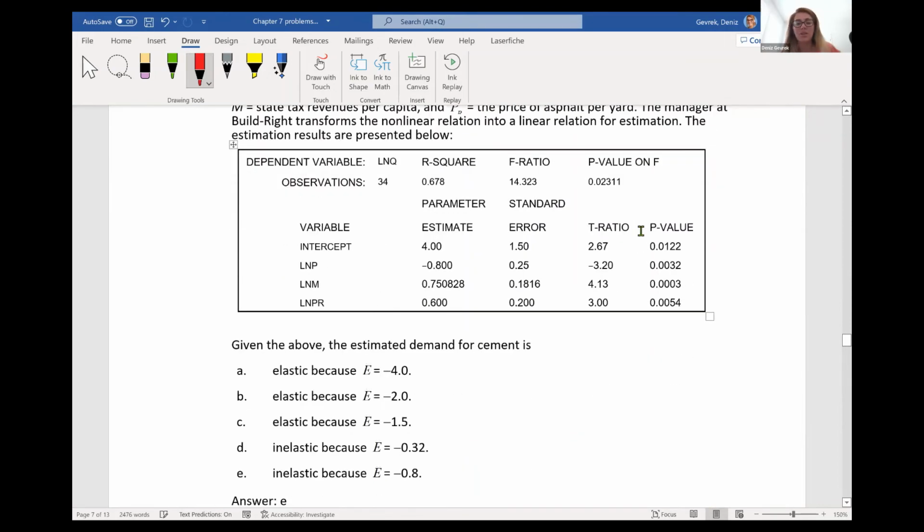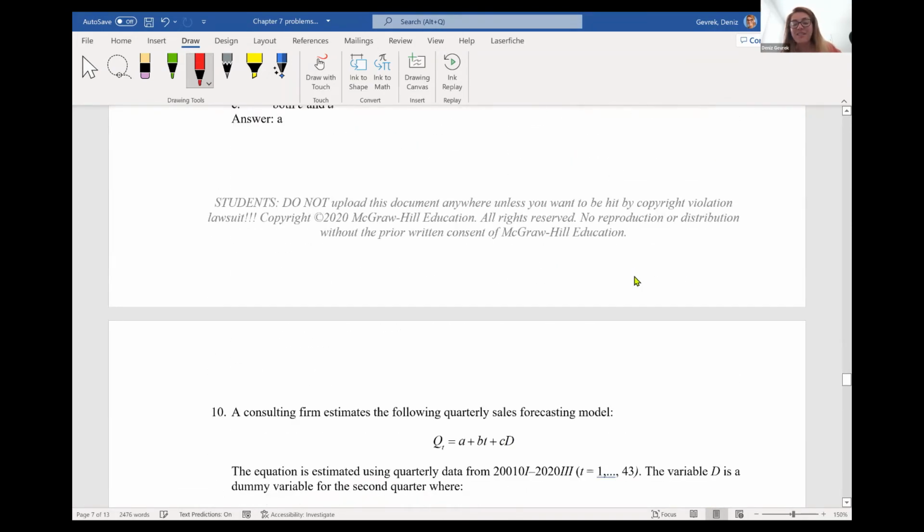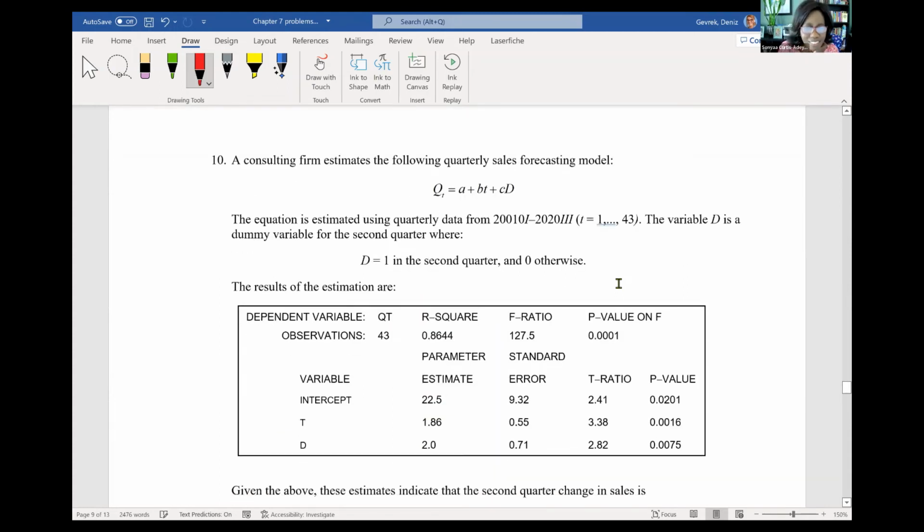Okay, Sonia, you said number 10. I feel like they come much easier, right? Once we did that hard, long question. This is not bad.